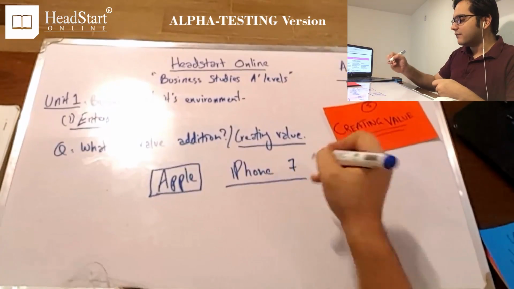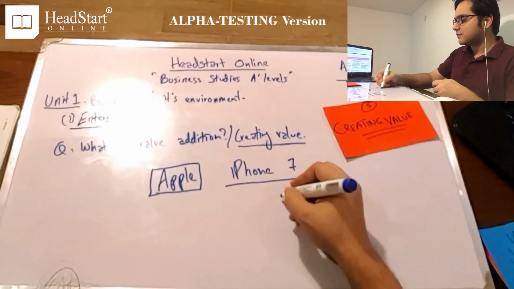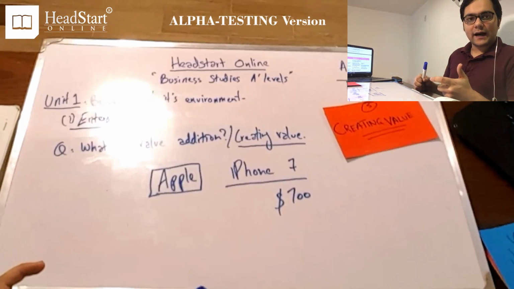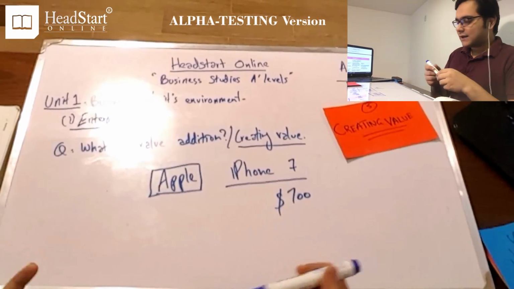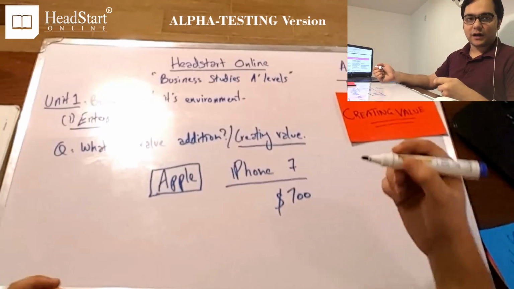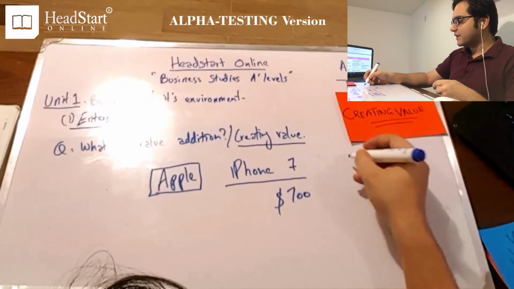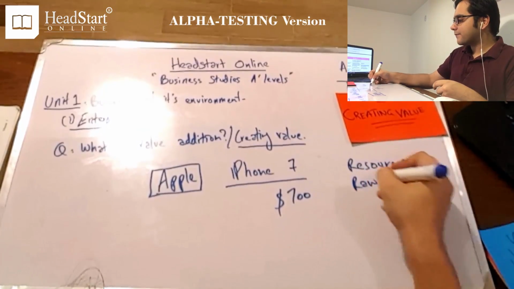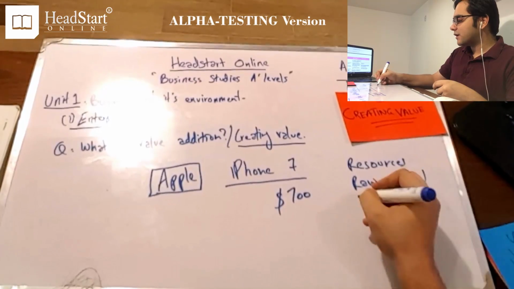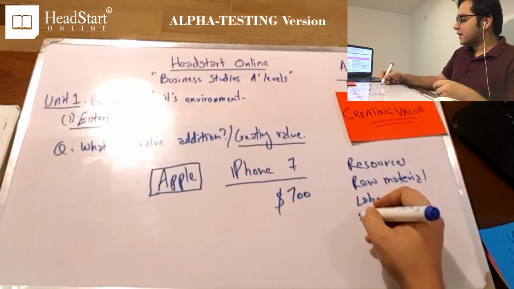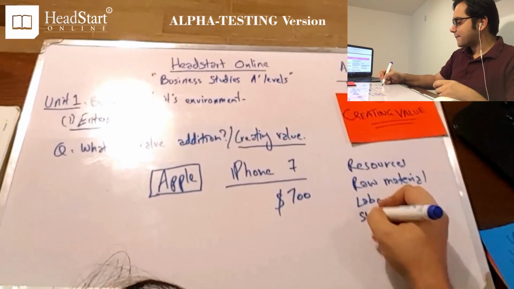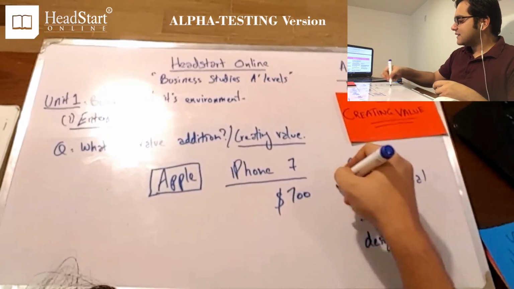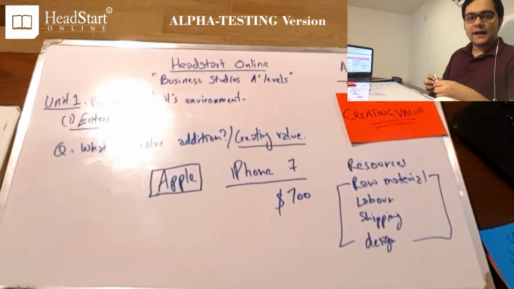Now, do you honestly believe that the steep price of the iPhone 7, which is approximately $700, is the cost that it took to create that product? The truth is, it isn't, because let's look at the process of creating this product. They had to buy resources, obviously. They had to buy raw material. They had to pay their labor. They had to pay for the shipping, the design. This is the direct cost of creating an iPhone.